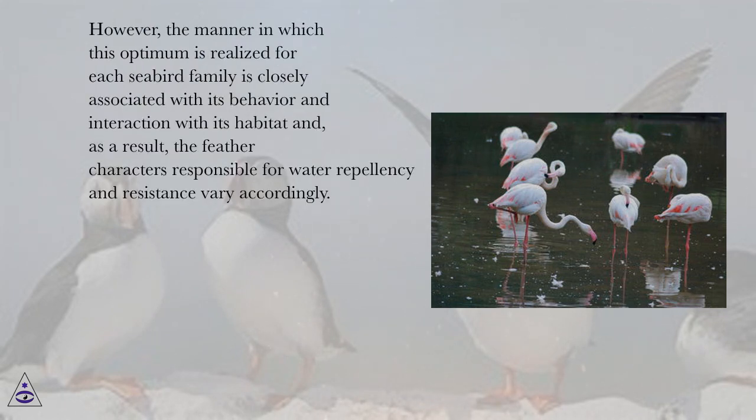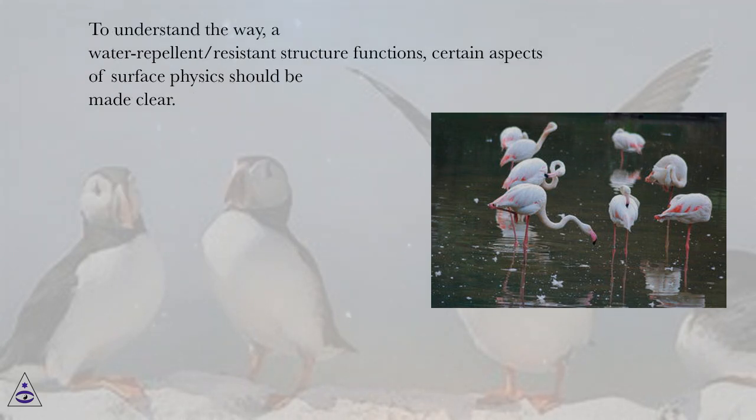However, the manner in which this optimum is realized for each seabird family is closely associated with its behavior and interaction with its habitat and, as a result, the feather characters responsible for water repellency and resistance vary accordingly. To understand the way a water repellent/resistant structure functions, certain aspects of surface physics should be made clear.